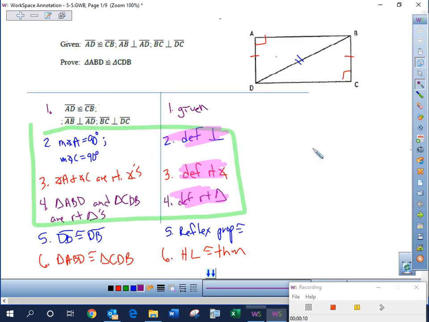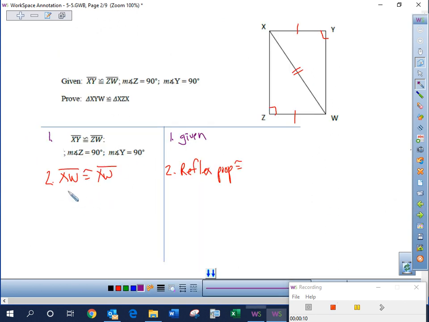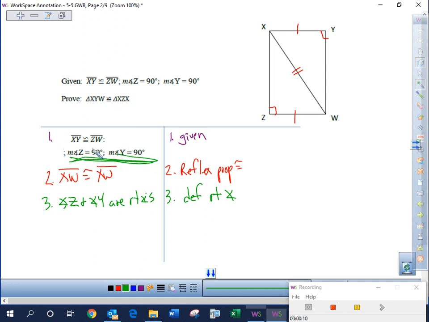As opposed to before, when they gave me perpendicular and I needed to write that, here they gave me the 90 degrees, so I can go straight to the step after, which is saying that angle Z and angle Y are right angles. The reason is the definition of a right angle: it's supposed to measure 90 degrees, and I know that because they told me so. I didn't use a definition of perpendicular because they didn't give me perpendicular. They gave me 90 degrees. So I got my right angles, and now that allows me to say that I have right triangles. Any triangle that's got a right angle in it is a right triangle.